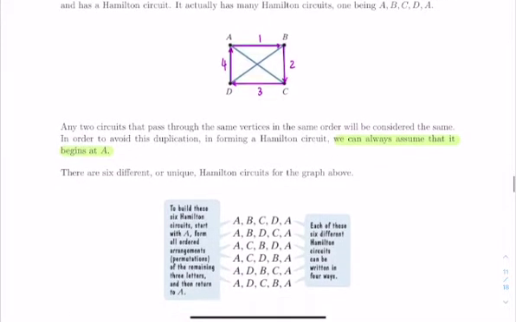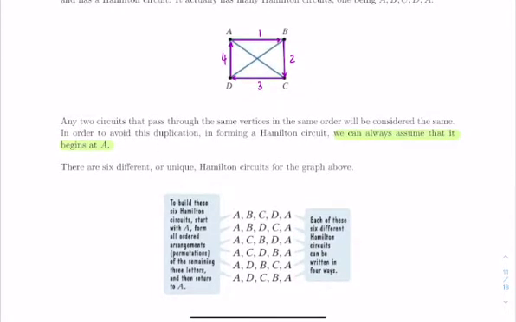There are 6 different or unique Hamilton circuits for the graph above. We have ABCDA, ABDCA, ACBDA, ACDBA, ADBCA, and ADCBA. To build these 6 Hamilton circuits, you'll start at A and form all ordered arrangements of the remaining 3 letters and then return to A. Each of these 6 different Hamilton circuits can be written in 4 different ways.